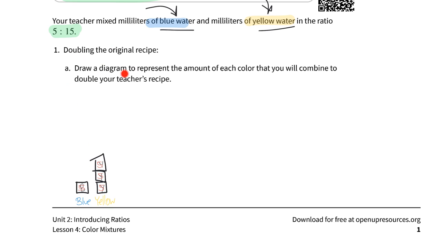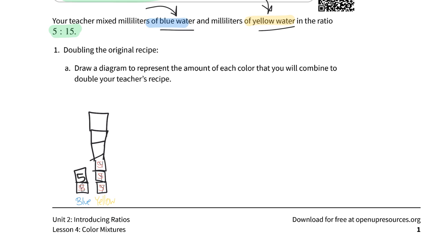Now, if we're supposed to double this recipe, what is this going to look like? Well, it just means we have to add another unit of blue, which is really 5, and then we add 3 more units of 15, and that gives us another amount of the same. So I'm not going to zoom in. I'm just going to give that another blue and then another yellow.